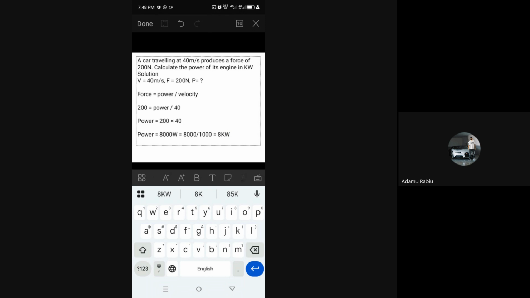Sir, you say we should calculate the power in it. But how do you get force equals power over velocity? I said that is the relationship between force, power, and velocity. There's a relationship between those three. That is the formula connecting them. That is what I mean.